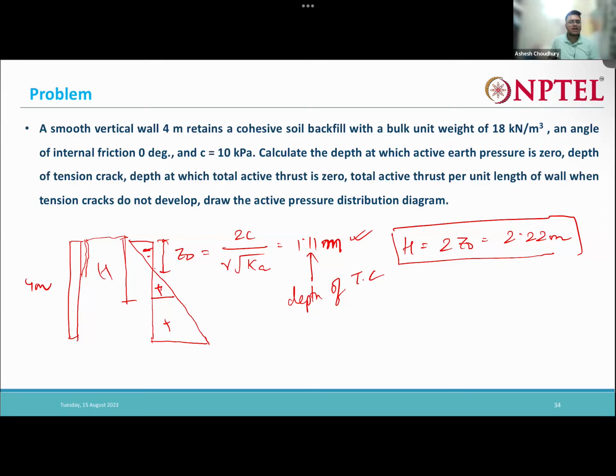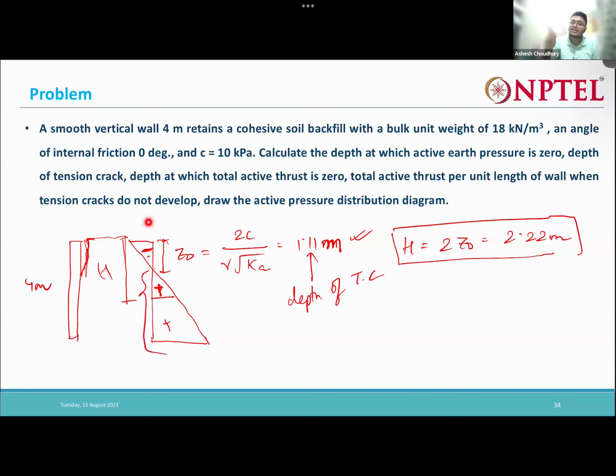Okay. So tension cracks do not develop means what? It means there will be some negative stresses and some positive stresses acting on the soil. So if tension cracks develop, what will happen? The soil is actually not in contact with the wall, right? So the soil is not in contact with that wall. So the total active thrust acting will be the area of this triangle.